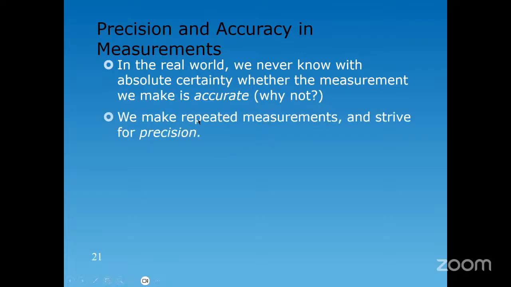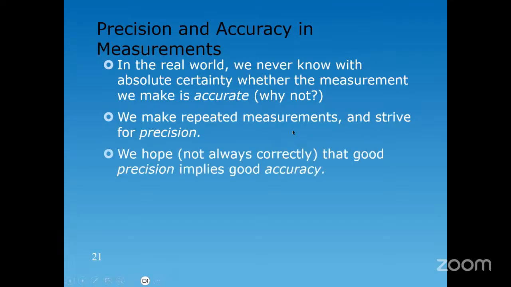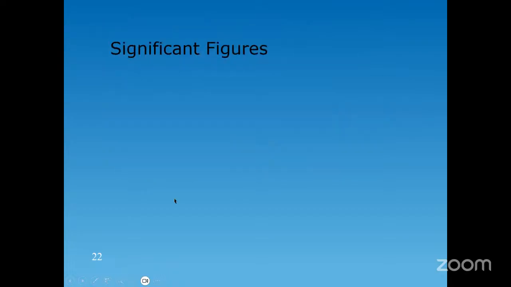So what we do is that we make repeated measurements, right? And we strive for precision, right? Which is the aim of the exercise I just described a while ago. If each of you take a measurement of the desk, then it's more likely that you're going to be close to accurate as opposed to being inaccurate, right? This is especially true if the measurements are precise, if the measurements agree with each other closely. So basically, we hope, not always correctly, that good precision would imply good accuracy.